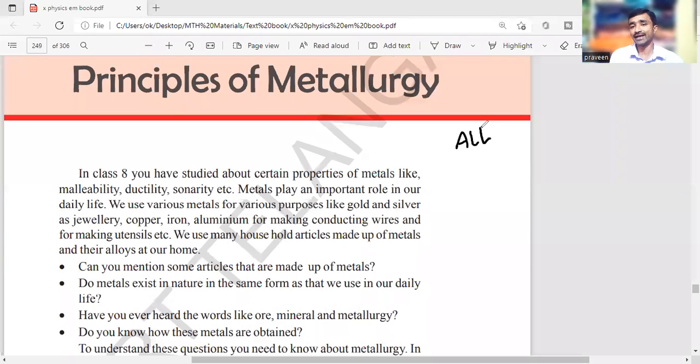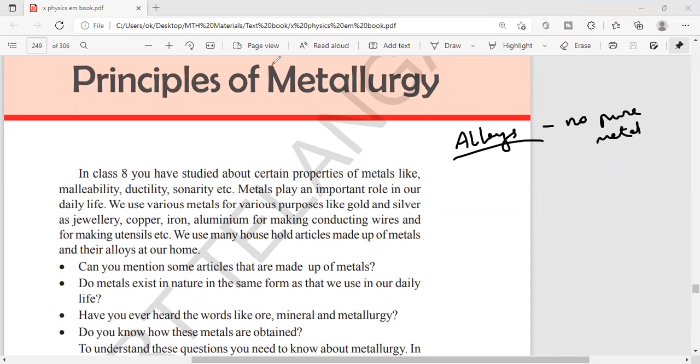What is an alloy? An alloy is not a pure metal. It is a metal combined with others, a combination of metals. Alloys are a combined form. It is metal only, but combined, so a minimum of two metals are combined.